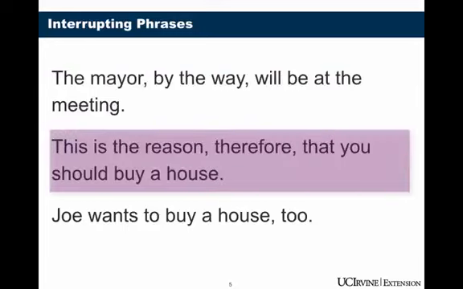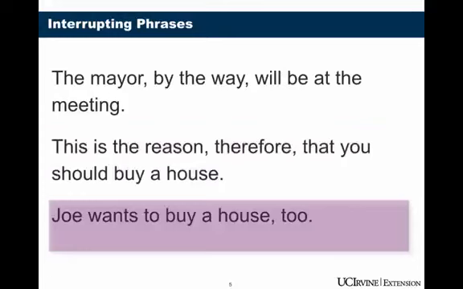Look at the next one. This is the reason, therefore, that you should buy a house. Therefore is our interrupting phrase. We could take this word out and our sentence would be fine without it. So therefore is interrupting the sentence, and we have to put commas around it.